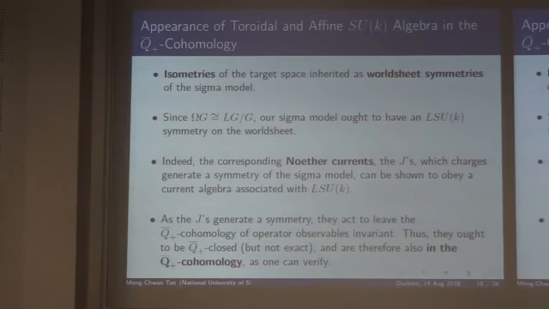Okay, so let's talk about the kind of observables that we can get from this theory. As I said, we have this target space, which is a base loop group. Once the target space has some isometry, it will be inherited by the worldsheet, because you have a worldsheet that's embedded in the target space. So the isometries of the target space will be inherited as worldsheet symmetries of the sigma model.